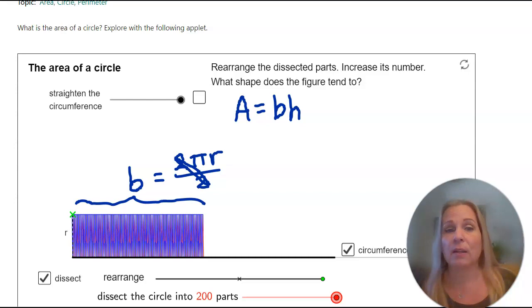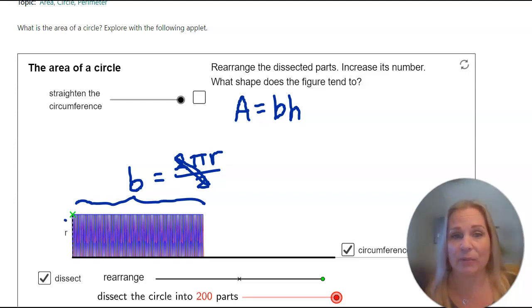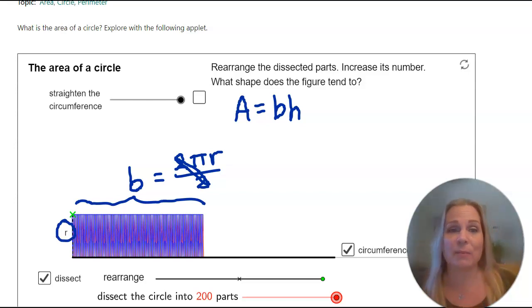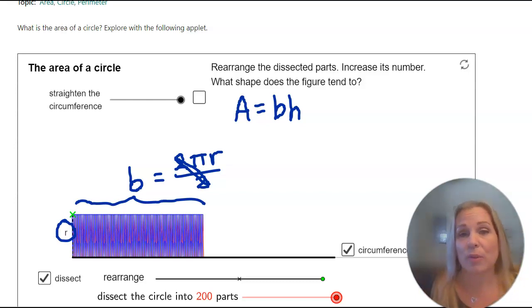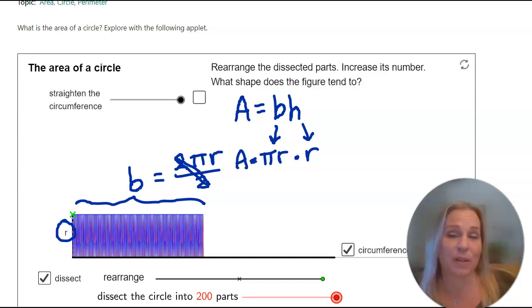Okay, the height of my rectangle, that hasn't moved. That stayed in the same spot the whole time. When I started, it was the radius of my circle. Then I took it apart, it still stayed the radius of my circle. So the height of my rectangle is the radius. So this part, B, is pi times r. And this part, my h, is r. So that's how we get the area of a circle formula.